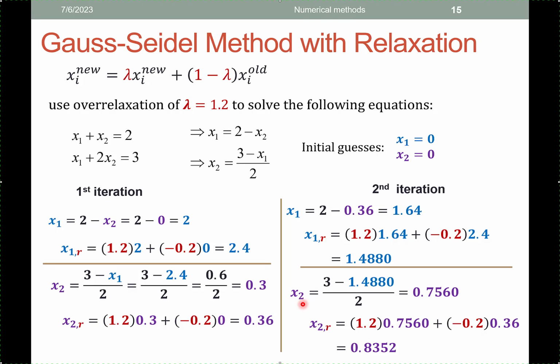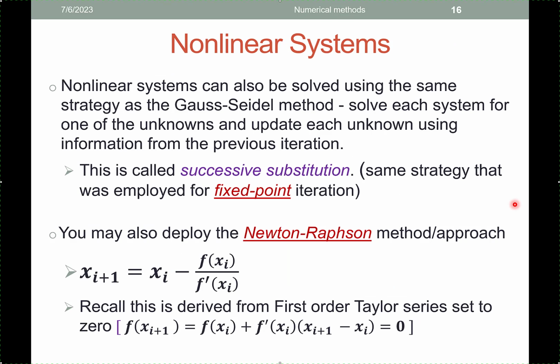Again, for x2, we apply the same thing, 3 minus the updated x1, 1.4880. We get this value, and then we do the over relaxation. And when we're going from 0.36 to 0.756, we are increasing in values. So then the over relaxation would jump ahead further, as we can see here. All right, so you continue with these iterations until you converge, as we see here.